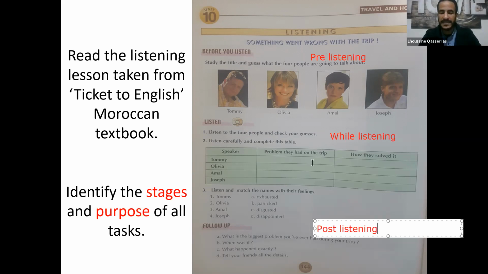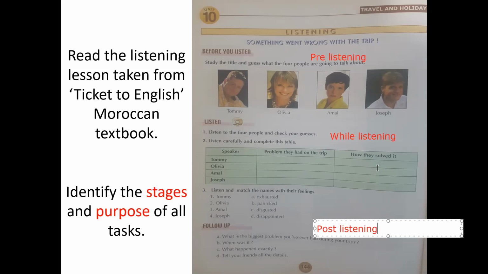Now, number 2, listen carefully and complete this table. Tell me the problem they had and how they solved it. Is this for general, specific, or details? I think it's details because first of all, we have the word carefully in the question. And we have very specific questions, like problems and how they solved it. So I think it's very specific and deep.